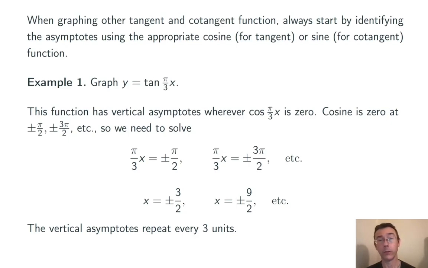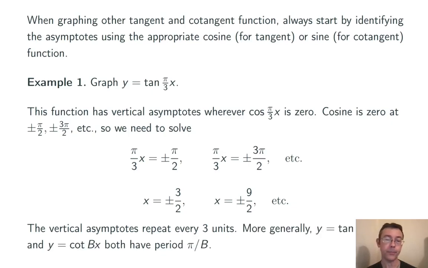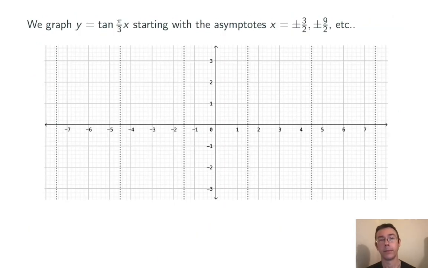The vertical asymptotes repeat every 3 units here. More generally, if you have y equals tangent of a constant b times x, or y equals cotangent of b times x, then the period is going to be pi divided by b. So now that we know the vertical asymptotes, we're ready to start sketching this graph of y equals tangent of pi over 3 times x.